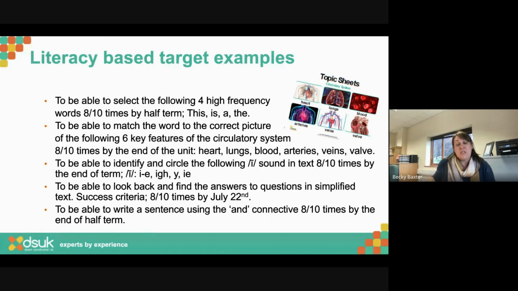I've asked you, I know what I'm doing in this lesson. I'm doing lots of repetition of these words. And at the end of each lesson, I'm just going to ask you, oh, can you show me where is, for example? To be able to match the word to the correct picture of the following 6 key features of the circulatory system. And there they are. I know exactly which words I'm going to go over.